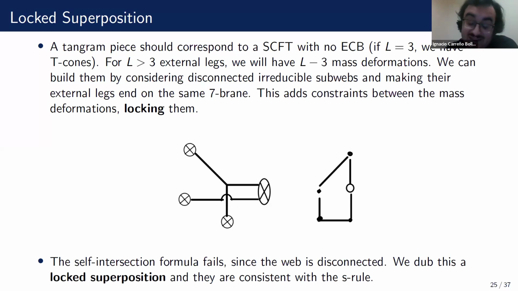And we also must say that applying the self-intersection formula here fails because the web is disconnected. However, as we see, since they are sums of supersymmetric webs, then this piece fulfills the S rule.